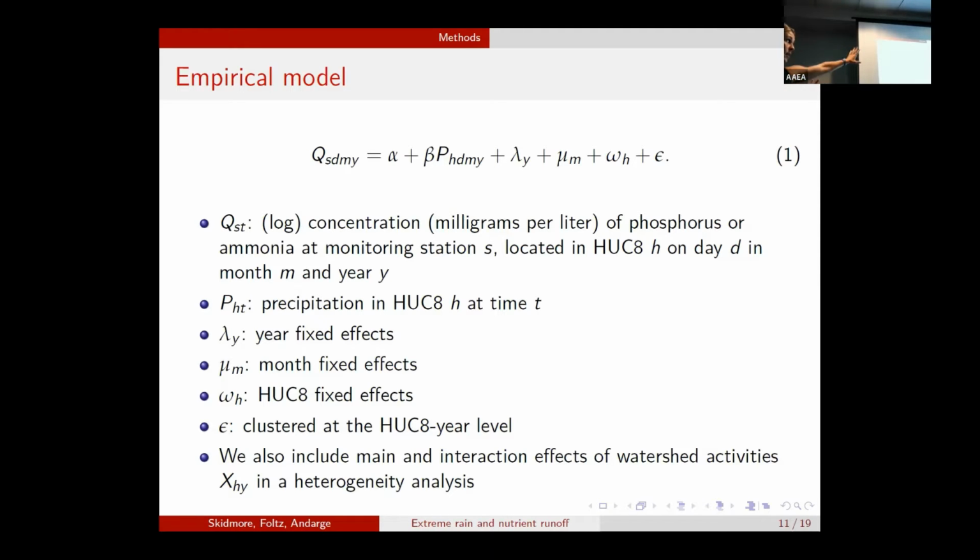So this is the specification we'll use just to estimate the average effects of heavy rainfall in a given day. But then we'll also include the main and interaction effects of watershed activities in a heterogeneity analysis. So these activities we measure at the year level, and we look at, for example, what is the amount of cropping in the HUC 8 in that year, and use that to then interact with our daily rainfall.